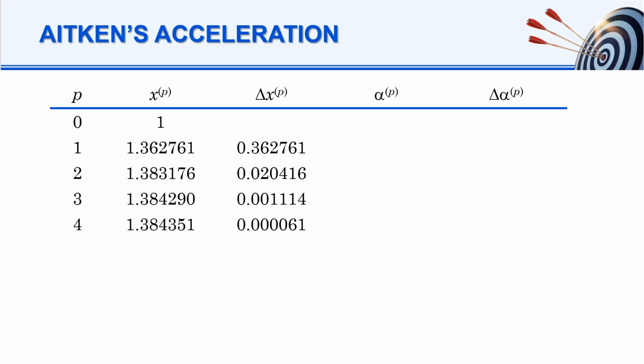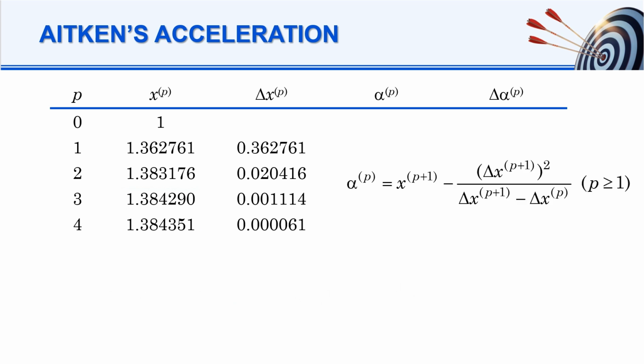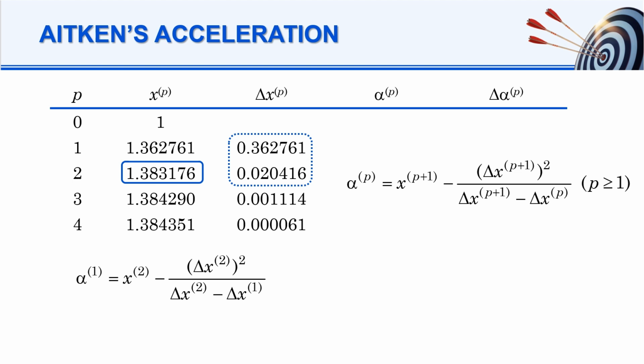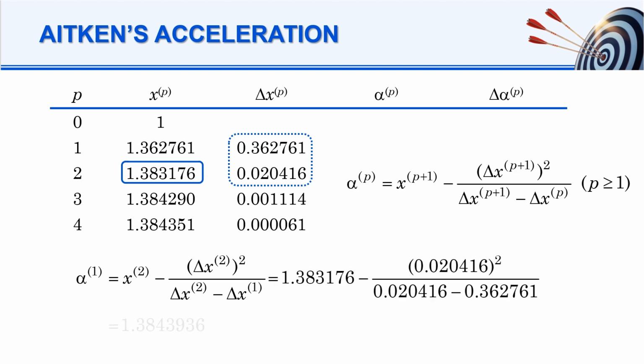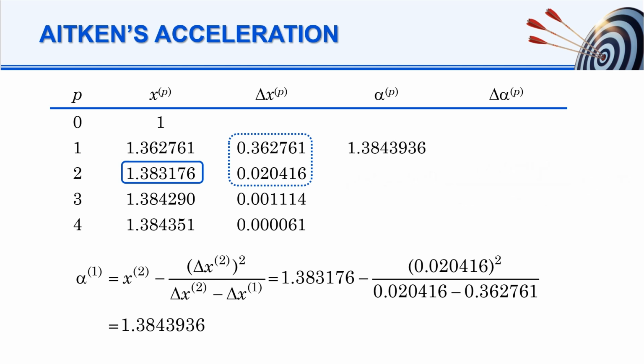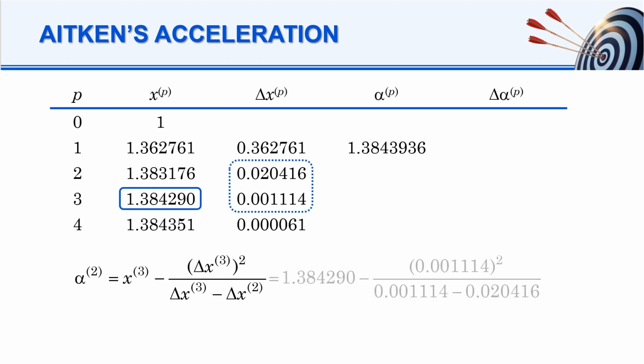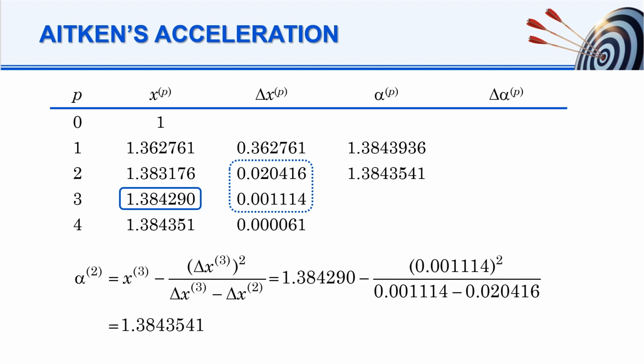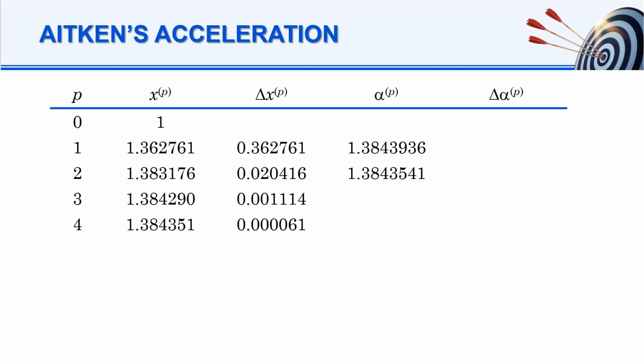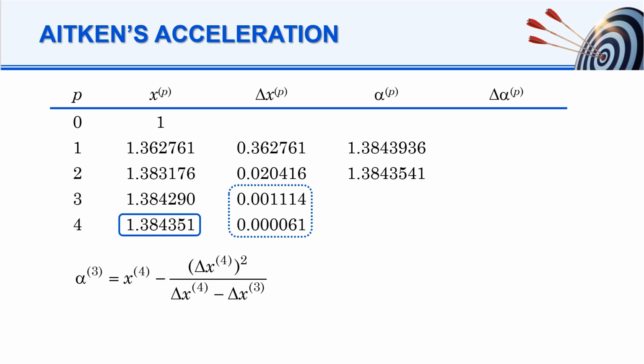The first estimate of the new sequence, alpha 1, requires delta x1 and delta x2 along with x2. Alpha 1 is found as 1.383936. The next iterate, alpha 2, requires delta x2 and delta x3 along with x3, which yields 1.384541. And finally, alpha 3 is calculated using delta x3, delta x4, and x4.